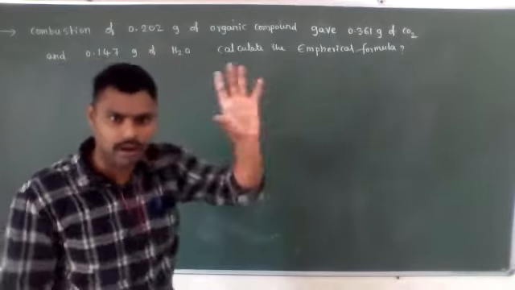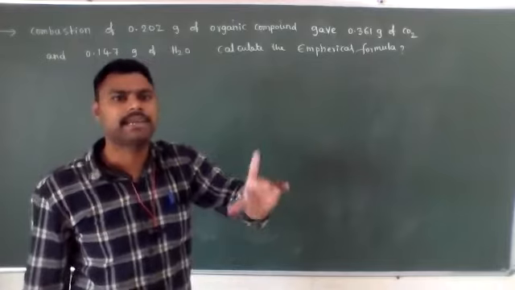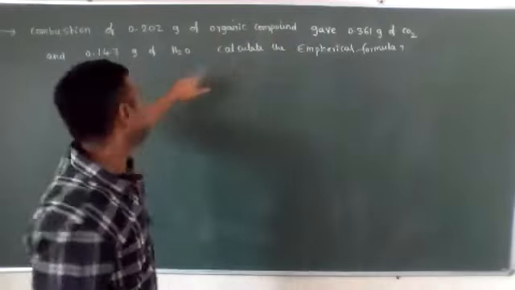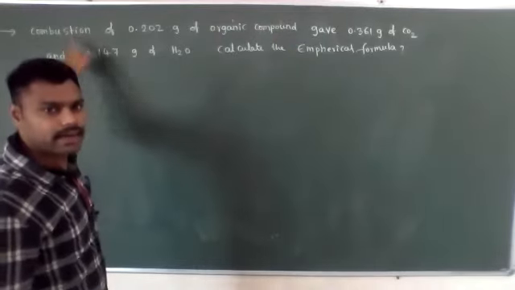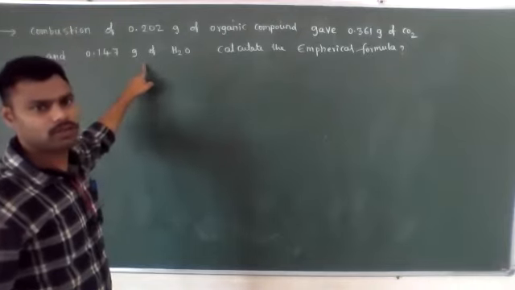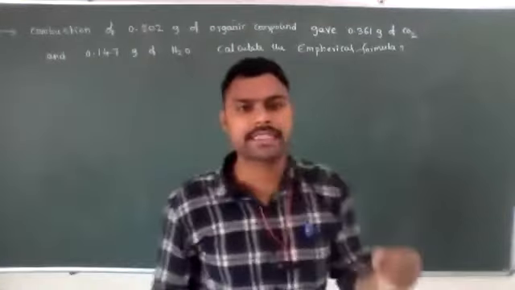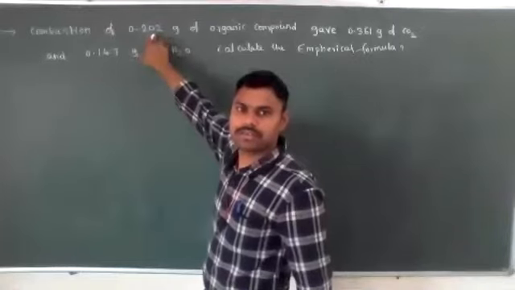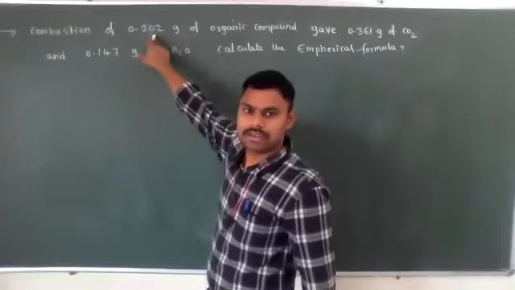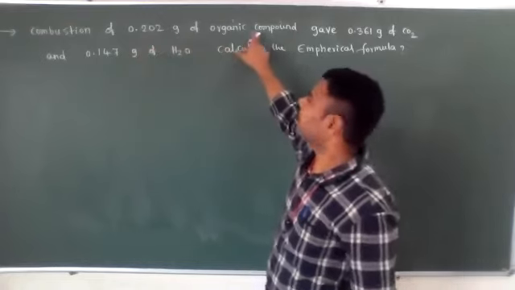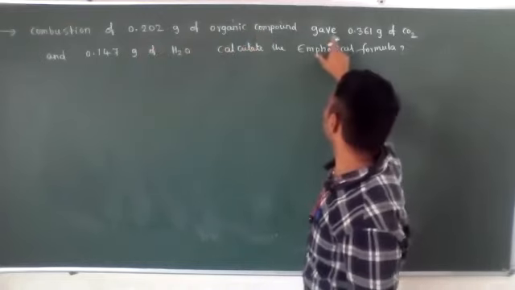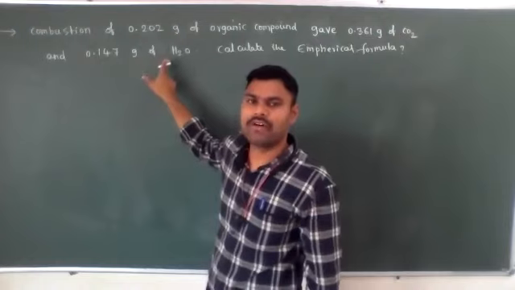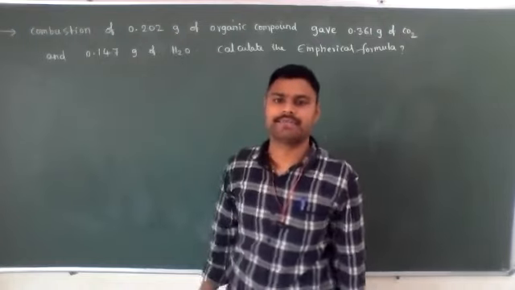Maybe some x grams of one compound is there. That compound contains the elements carbon and hydrogen. That carbon is converted into CO2 and the hydrogen present in the organic compound is converted into water molecule on combustion. Combustion means strong heating in the presence of oxygen. Okay, 0.202 grams of organic compound is producing 0.361 grams of CO2 and 0.147 grams of water molecule. Then how to calculate its empirical formula?